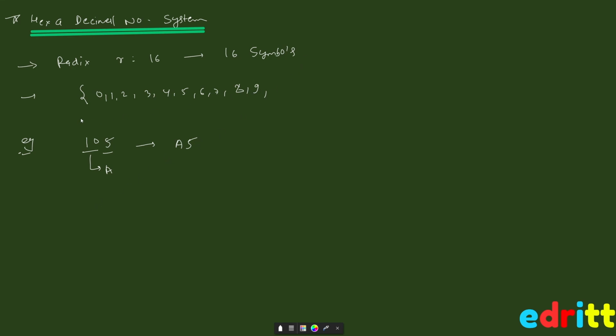Okay, so the symbols after 9 will be A, B, C, D, and E. Now this A represents 10, B represents 11, C represents 12, D represents 13, E represents 14. And one more is F. So F represents 15. Okay.